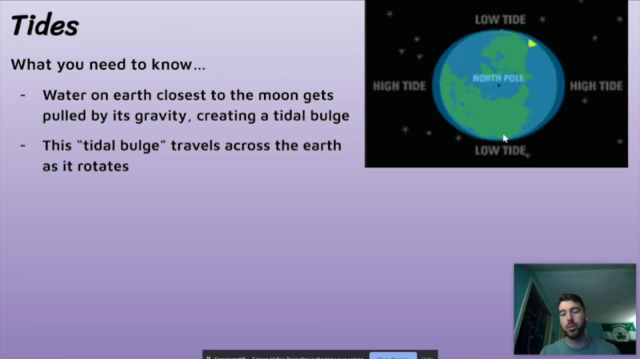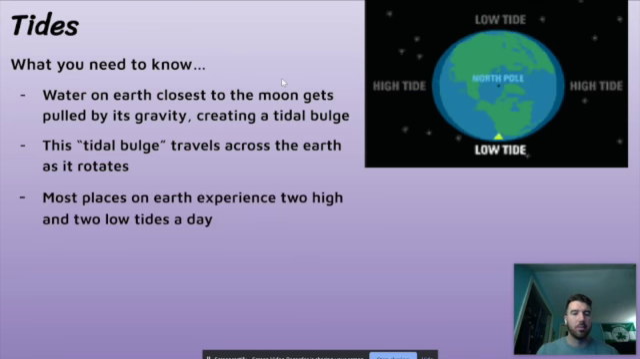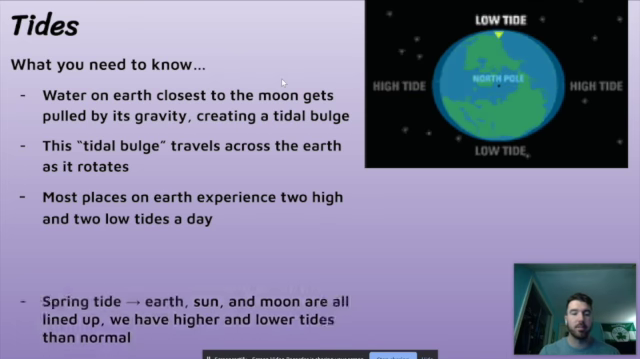Then we have two areas where the water is stretched thinner. That would be where low tide is. And those aren't moving. They're staying in the same spot. What is moving is the Earth. So the Earth is rotating underneath those bulges, which results in our tides. You also need to know that most places on Earth experience 2 high and 2 low tides a day.